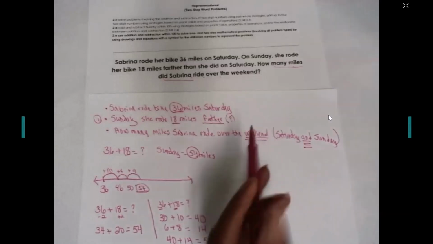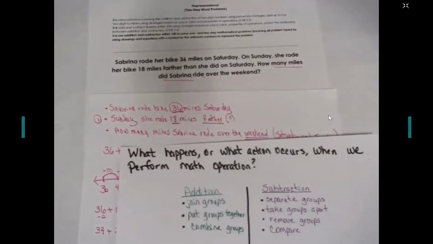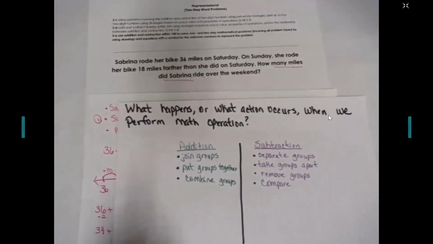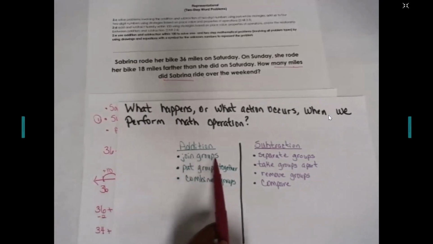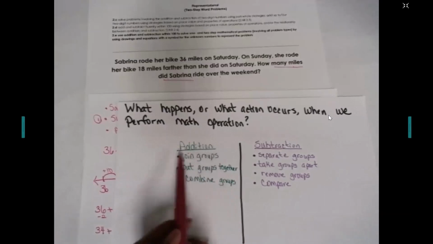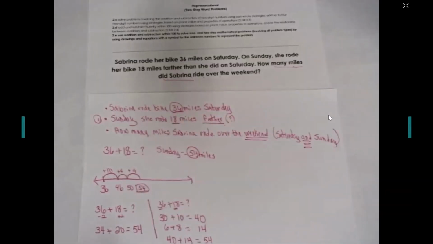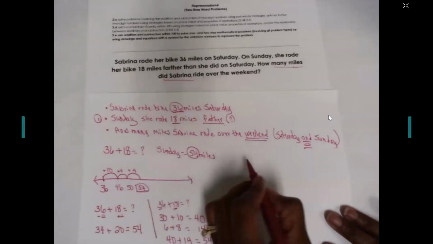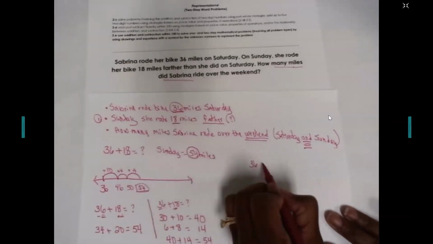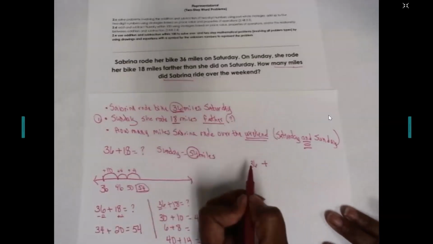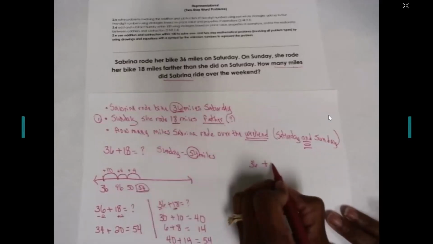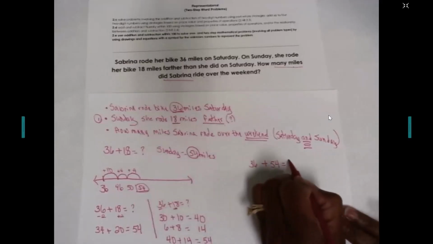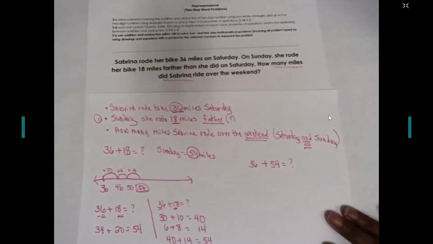So if we go back to our chart here, what are we doing with Saturday and Sunday? We are joining those together. We're putting them together. We're combining them. So we know that we're adding. So let's write that equation. Saturday, 36, plus Sunday, which we know is 54, equals, and that's what we're trying to find out.